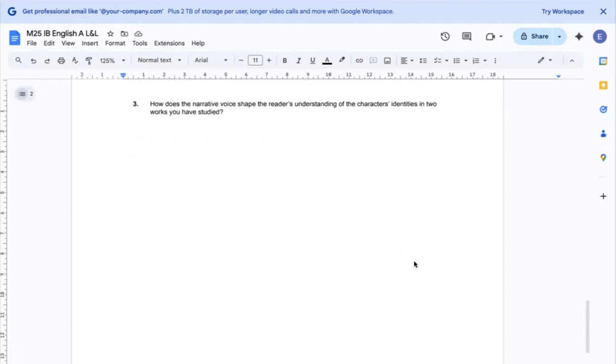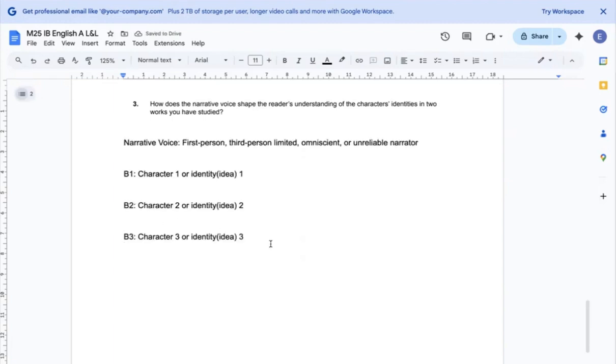Question 3. How does the narrative voice shape the reader's understanding of the characters' identities in 2 works you have studied? I reckon this prompt would have been the most tricky one, since one of the key words is narrative voice, and usually one text tends to have one type of narrative voice style, so it would be a bit challenging to compose 3 different bodies using one narrative voice. So, and then you analyze how this works to shape the character's identity.